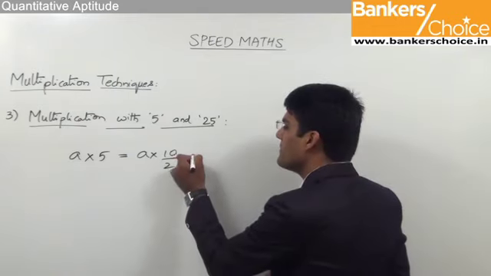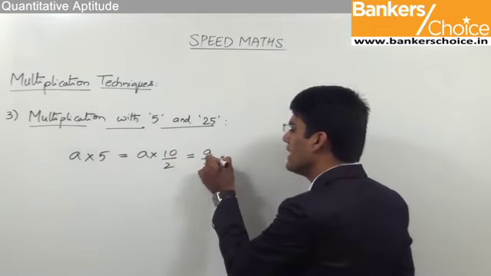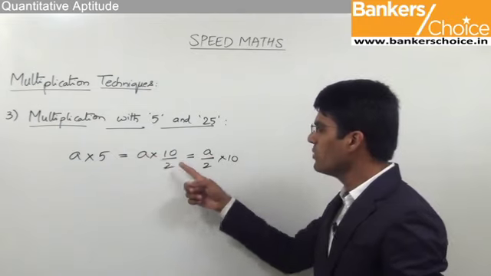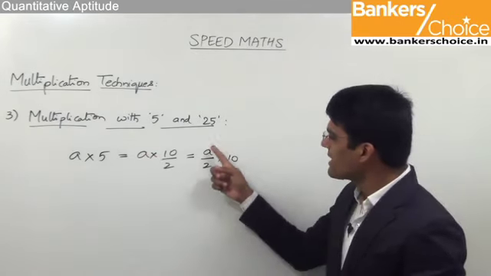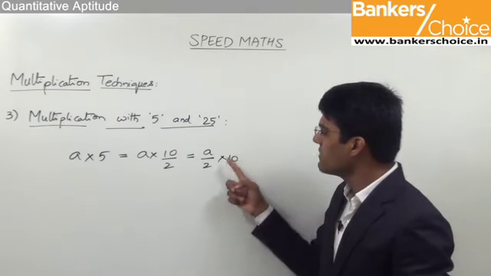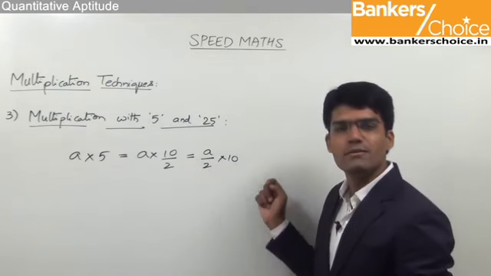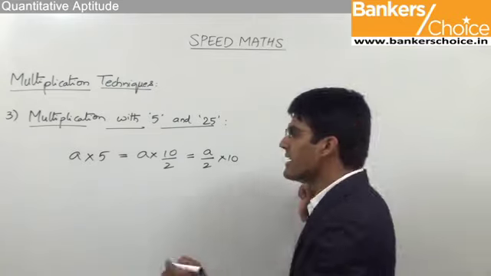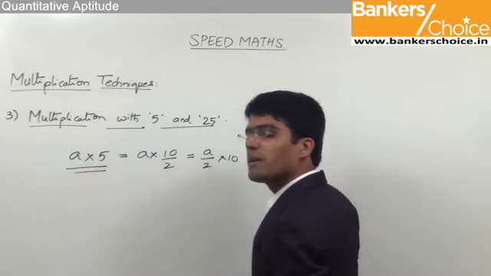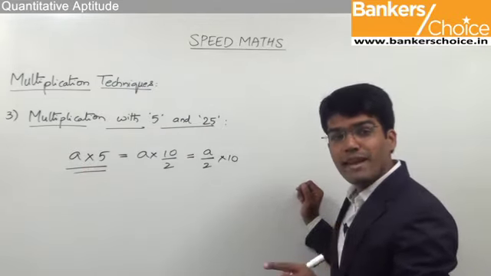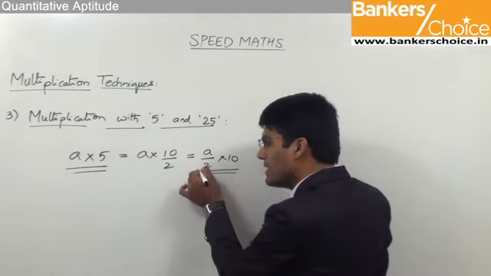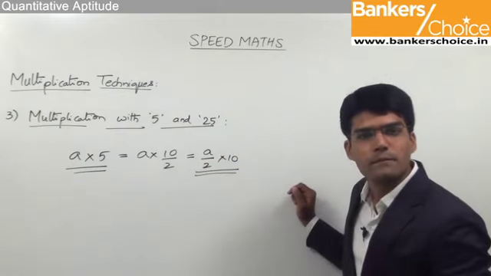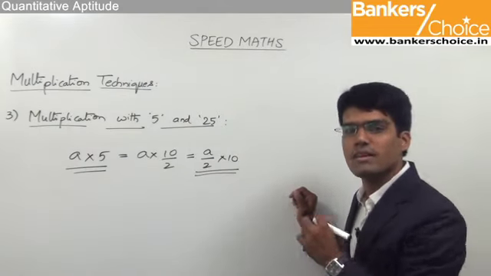And now this can be further taken as a by 2 into 10. So if you observe, a into 5 is nothing but a by 2 into 10. Why? Because 10 by 2 is 5. So that becomes a into 5. So the point here is, whenever you have to multiply a number with 5, in order to make it simple, what you do is, you better take half of the number, that is a by 2, and then multiply it with 10. Let us take some examples to understand this.